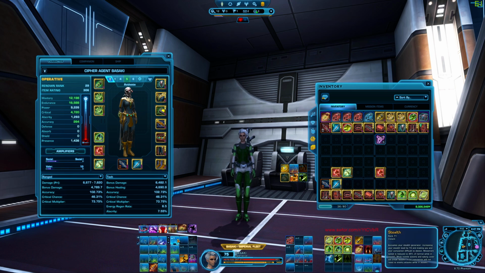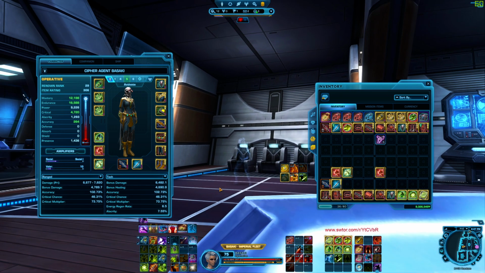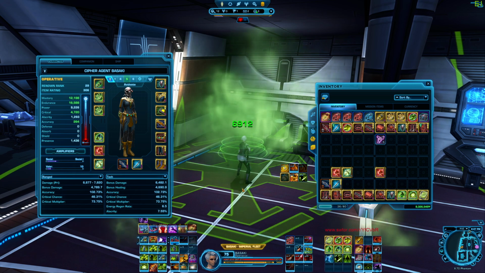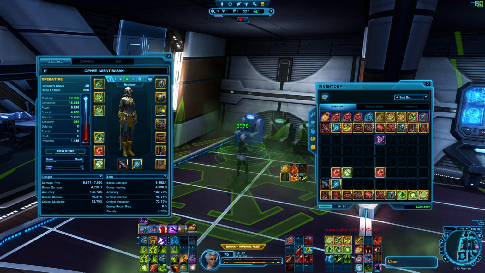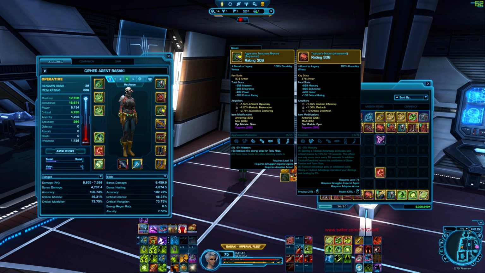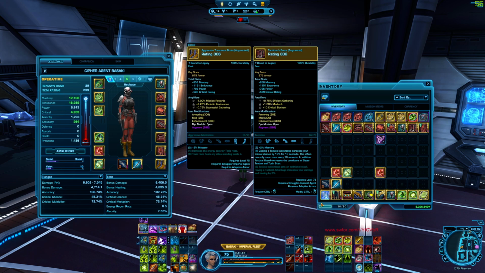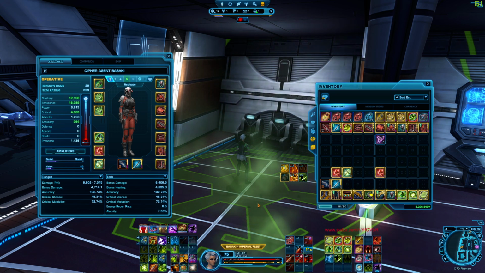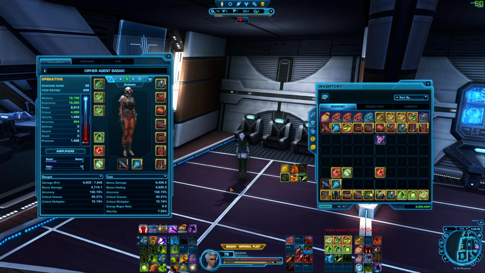Okay, so let me do this. And let me do this. And there's Toxic Haze. Now you see that that's healing now. Normally that would be damaging, but it's actually giving me a heal. So let me just back this off here. Now you notice I switched the sets and it's not healing anymore. It's going back to its damage roots.